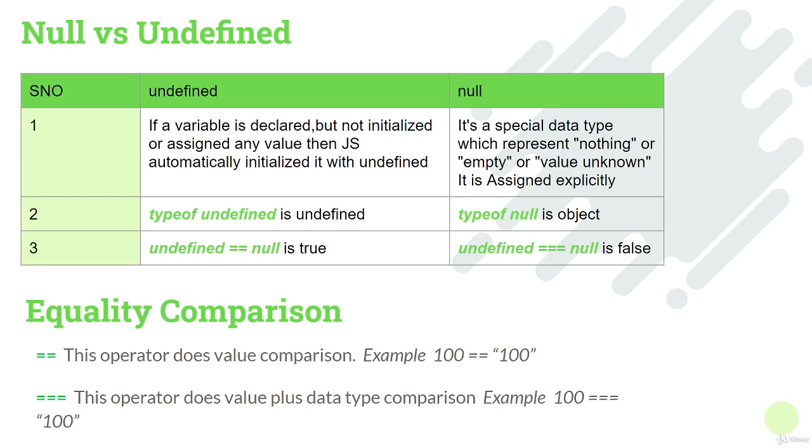Then the type of undefined is undefined, but the type of null is object, which we already saw in the previous video. And the third important point to remember is, when we compare undefined and null with the double equal operator, it's true. And when we compare them with the triple equal operator, it's false. So let's go to our code editor and first try to understand the equality operators, and then we'll try to understand undefined and null again.